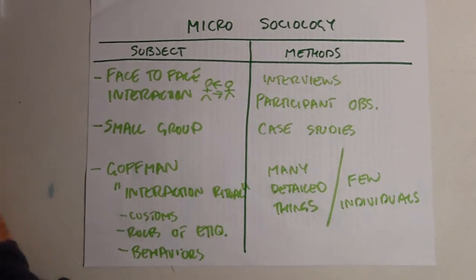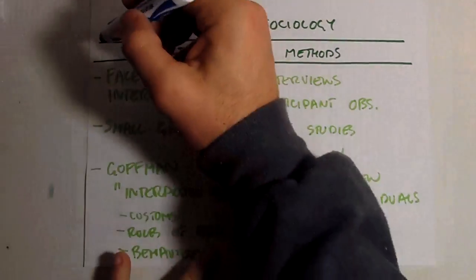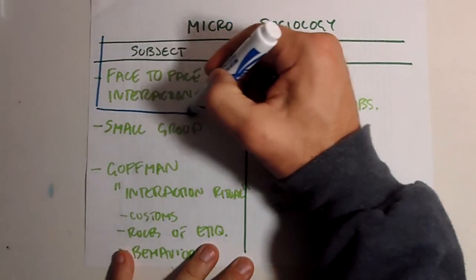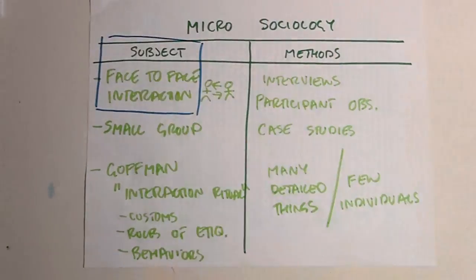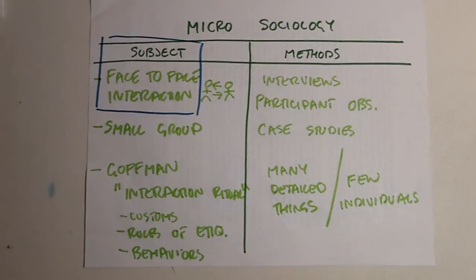The bottom line, the most important thing that you should remember with microsociology, is that it is the study of face-to-face interactions, particularly the patterns and rules that govern the face-to-face interactions.